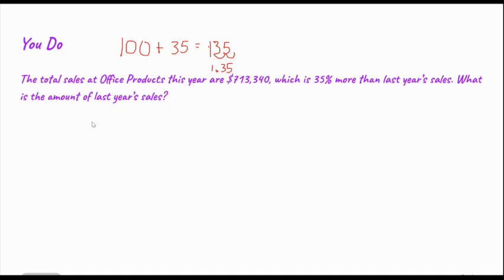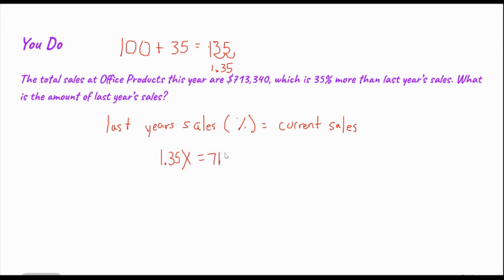So I'll write the formula down once more. Last year's sales times the percent equals current sales. Okay, great. So last year's sales, again, we don't know what that is. That's X. And our percent as a decimal is 1.35. And we got $713,340 in current sales. So we're going to divide by our 1.35.